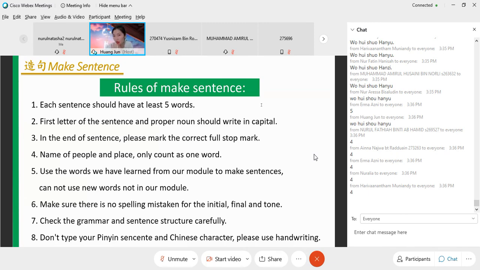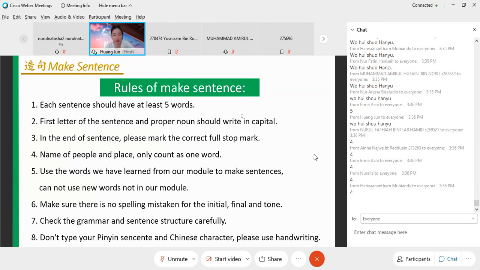So if you put a sentence like this in the assignment, you will score nothing. Okay, because words not enough. So your sentence must have 5 or more than 5 words inside. Then this is the first one. Then I'm telling you, first letter write in capital. Proper noun write in capital.